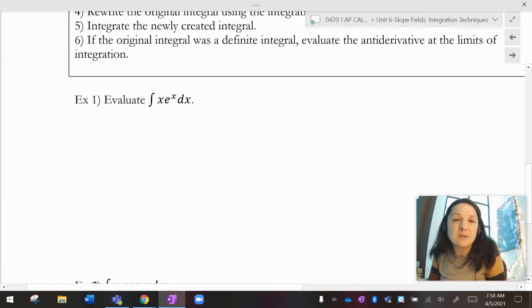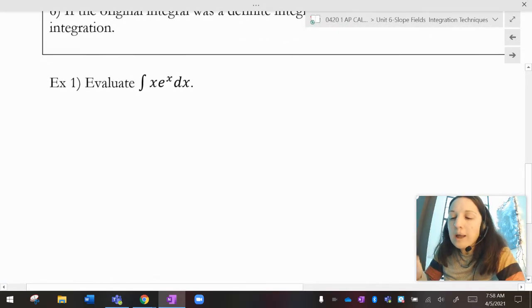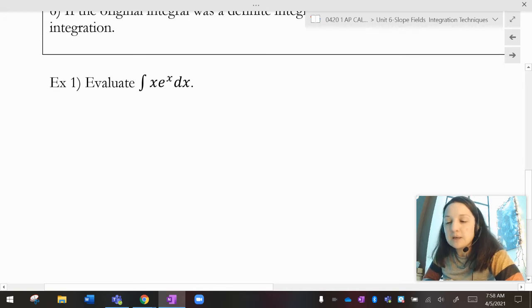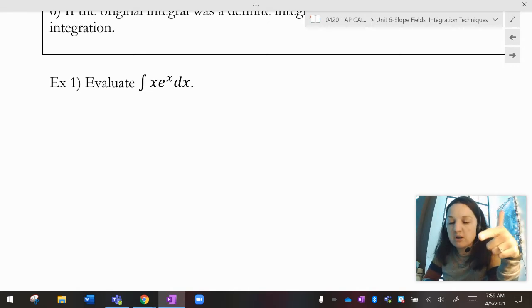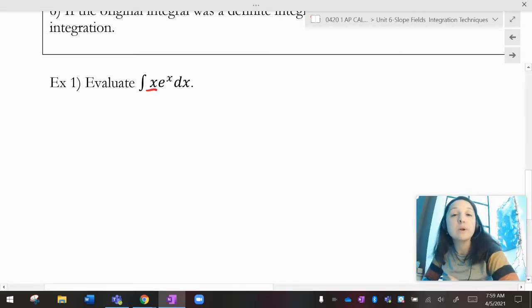All right, Mrs. Vibber, let's do an integral, shall we? So I need to integrate x times e to the x. LIATE: L, logs. Nope, don't have one of those. I, inverse trig. Nope, don't have one of those. A, algebraic, x to a numerical power. I do have one of those.